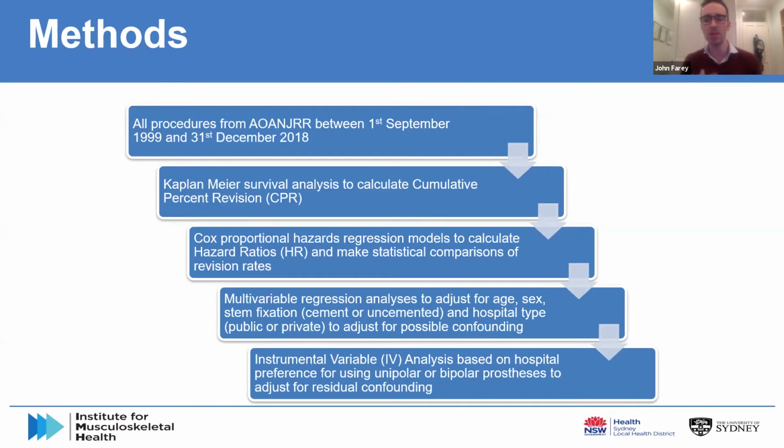And typically, the classic unknown confounder in the NOF population is frailty. We don't know what the surgeon's seeing at the end of the bed and whether that's influencing what prosthesis they choose to use. Next.